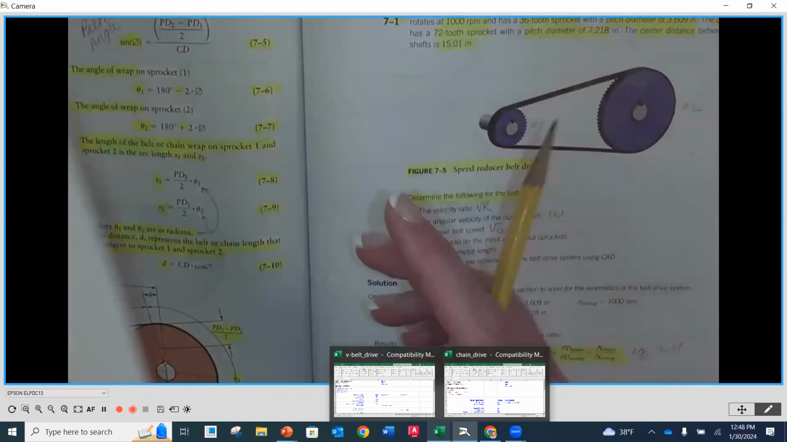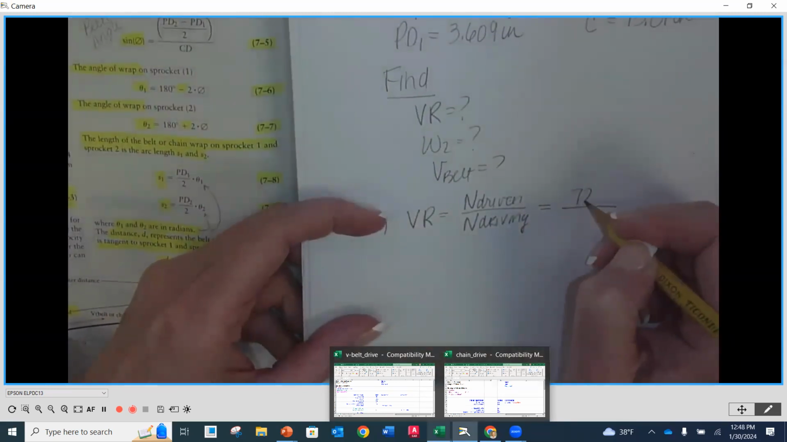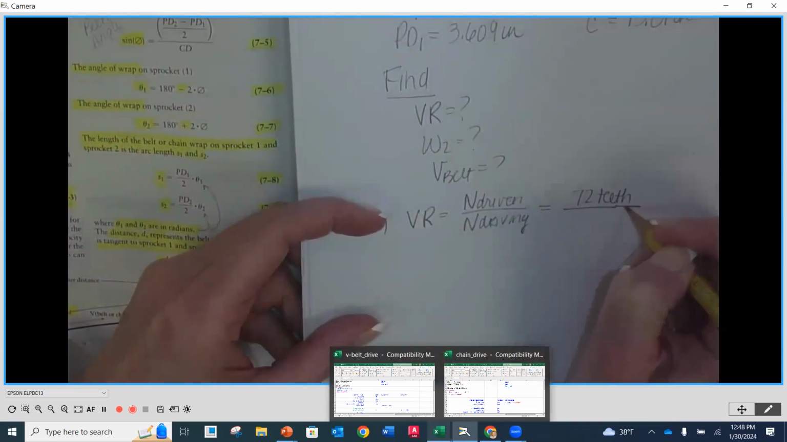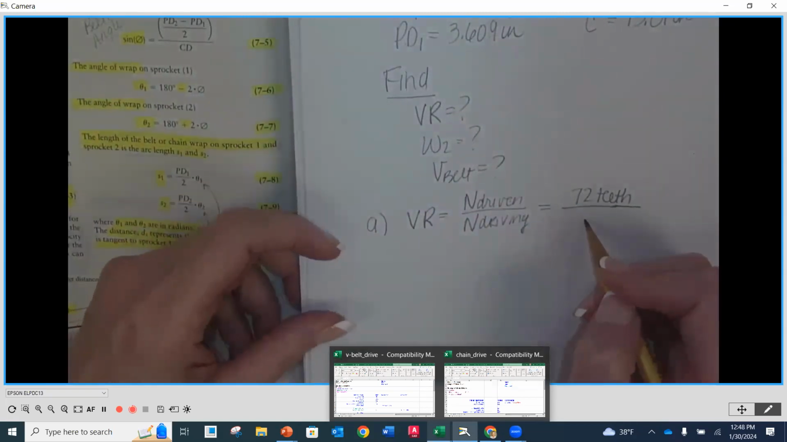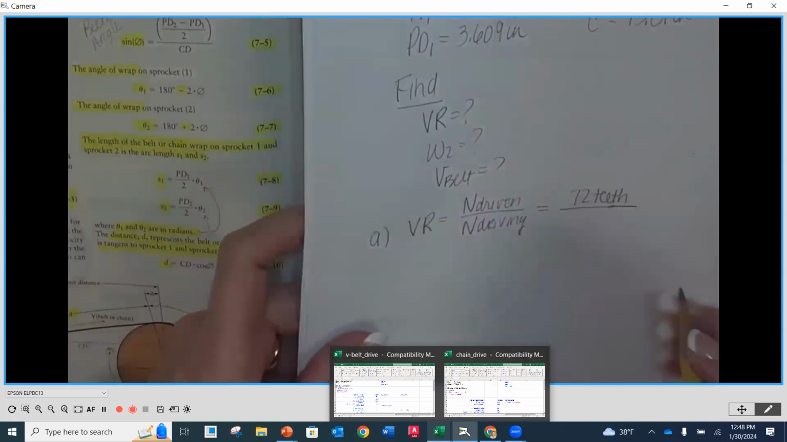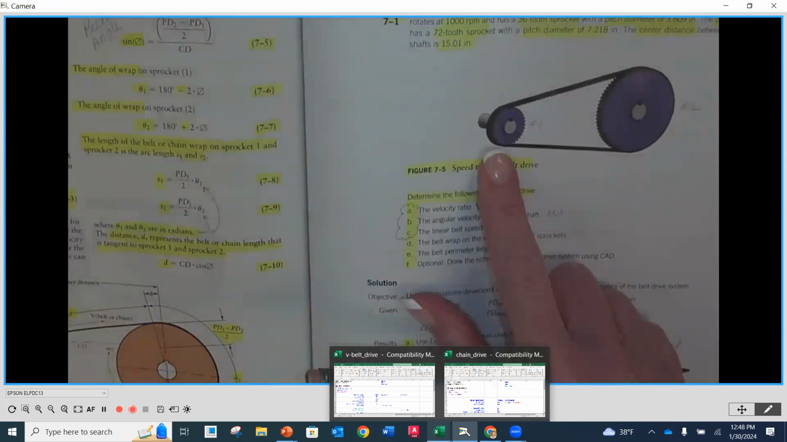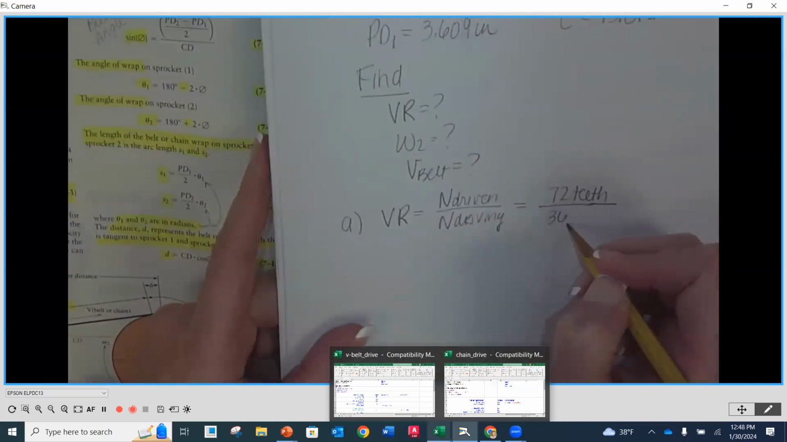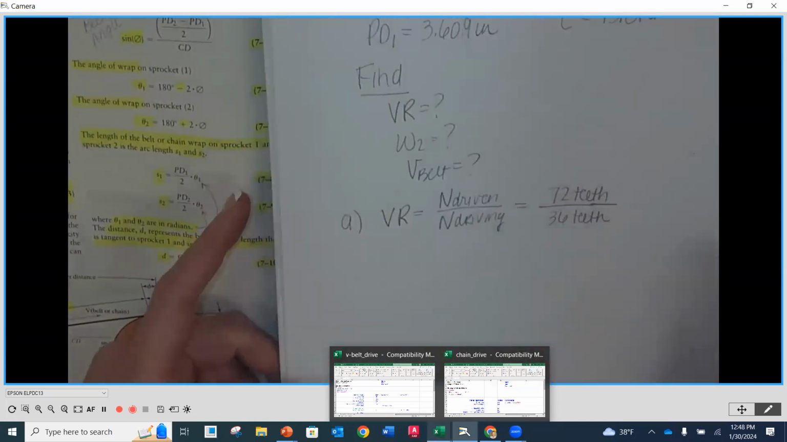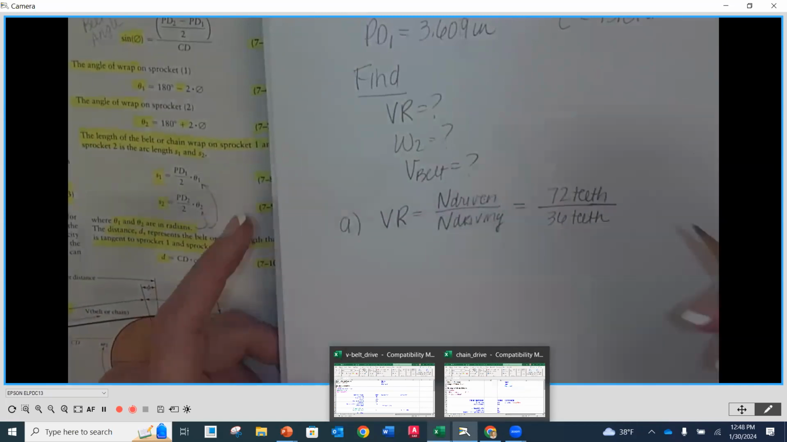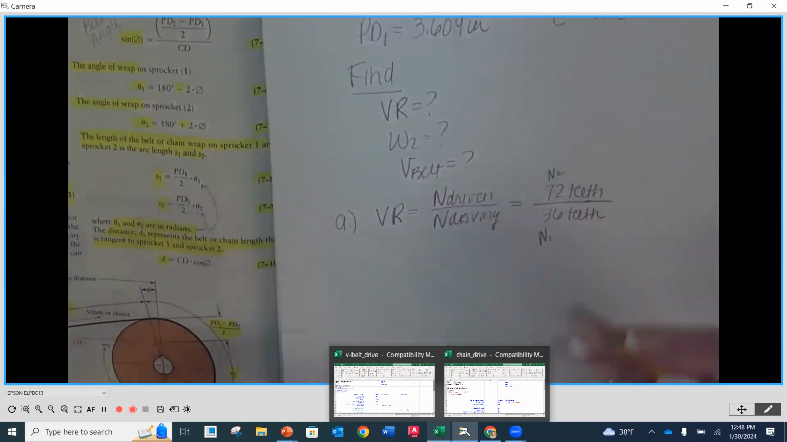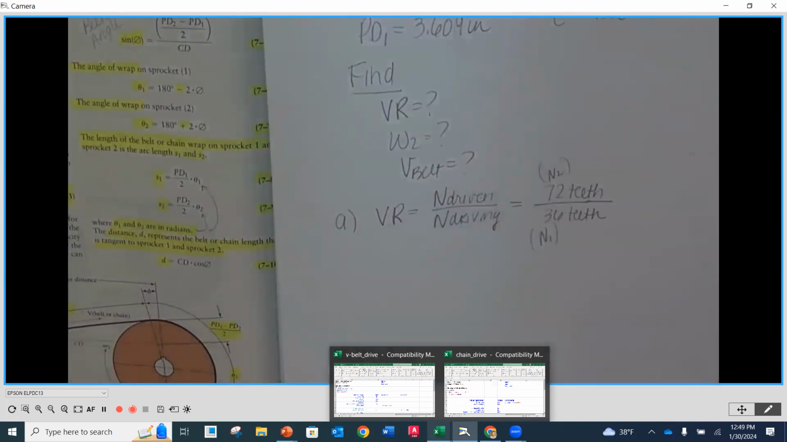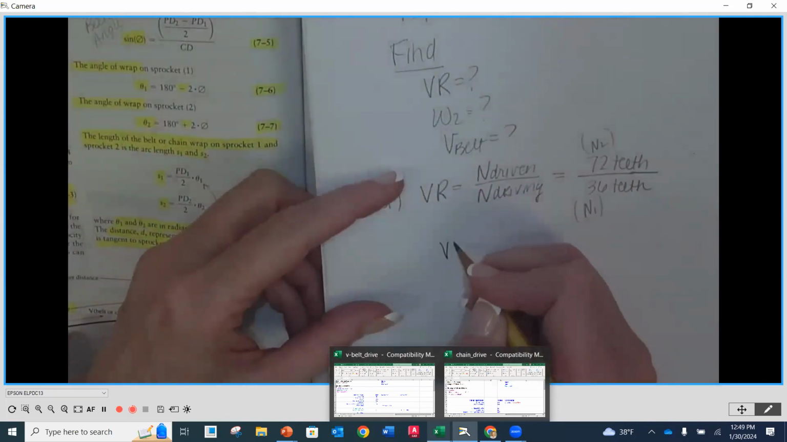And that's going to be our 72 teeth. So we're going to put 72 teeth in back. Don't just put 72, make sure you put your units here. And then our number of teeth on our driving. Okay, our driving is our small sprocket, and that one is 36 teeth. Okay. And I should correlate this on top. This would be our N2 and this would be our N1, okay, as far as the variables that were given to us. So what does our velocity ratio come out to be?